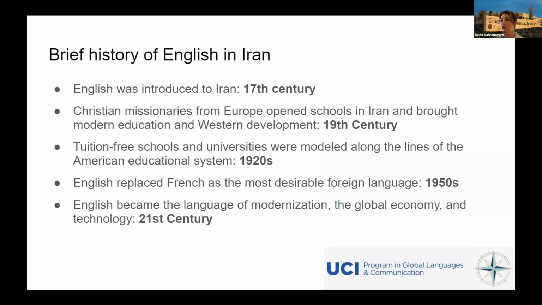English was introduced to Iran in the 17th century. Christian missionaries from Europe opened schools in Iran and brought modern education and Western development in the 19th century. And in the 1920s, tuition-free schools and universities were modeled along the lines of the American educational system. English replaced French as the most desirable language in Iran in the 1950s. And then English became the language of modernization, global economy, and technology in the 21st century.